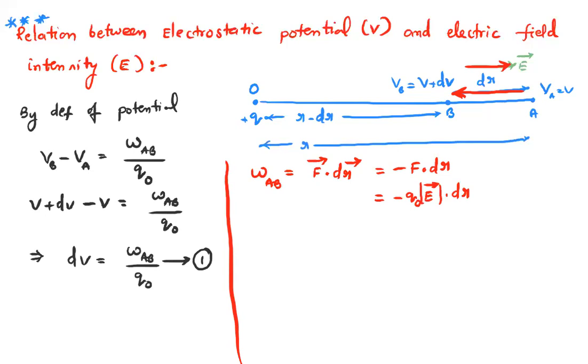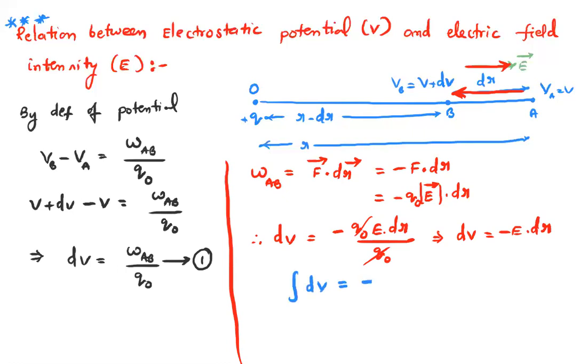Then dV is equal to minus Q naught E dr divided by Q naught. Q naught gets cancelled. Therefore, dV is equal to minus E dr. Therefore, to calculate the electric potential between two points, we need to take integrations. Integral of dV equals minus integral of E dr.